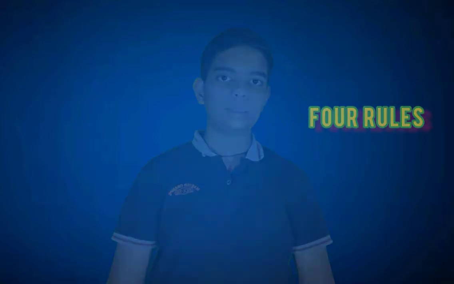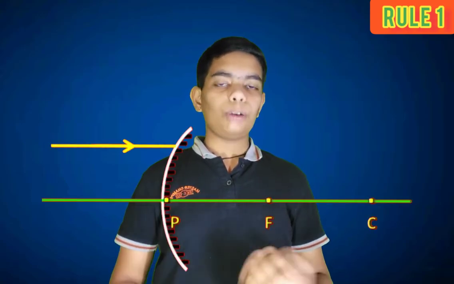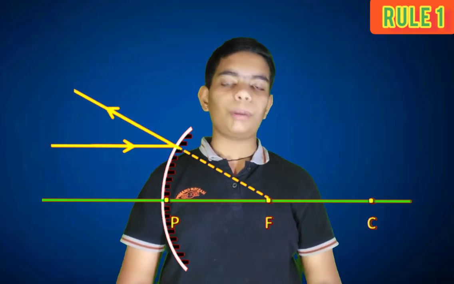There are a total of 4 rules for drawing the rays in the ray diagrams of spherical mirrors. Let us begin with the first rule: the ray parallel to the principal axis after reflection passes through the focus. First let us see in the concave mirror. Here you can see the ray parallel to the principal axis after reflection passes through the focus. Next let us see in the convex mirror. The ray which is parallel to the principal axis after reflection appears to come from the focal point.